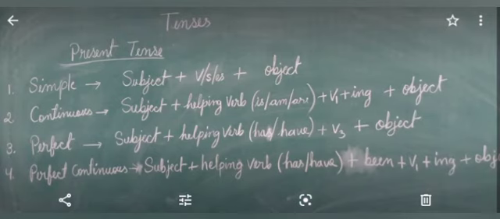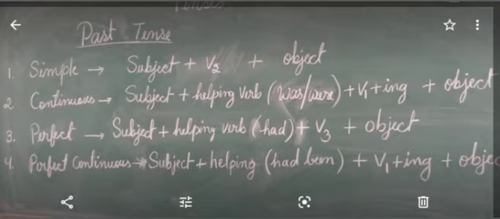Now, let us see the next one. Now, if we talk about past tense, simple past. Again, the same way. First, you have subject plus second form of the verb plus object. That is, she wrote a letter. Wrote becomes the verb in second form.